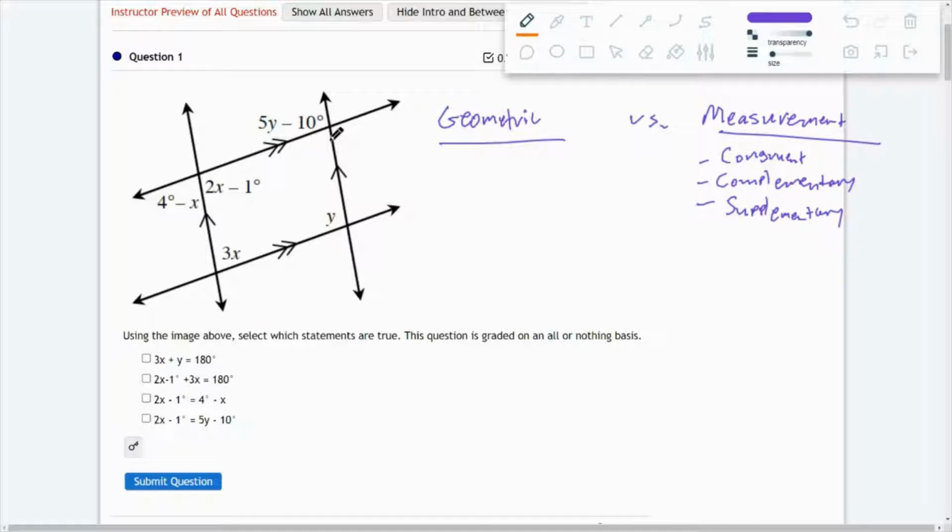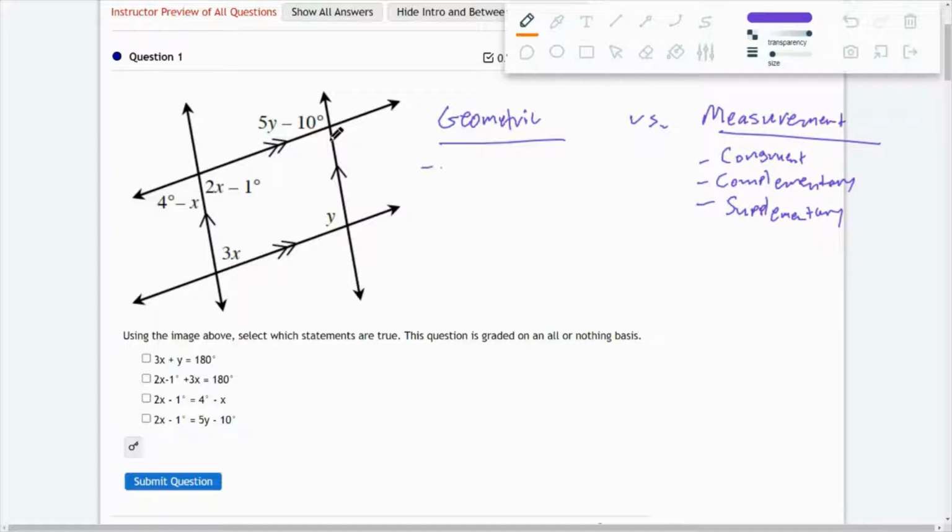Notice I didn't say anything about the angle relationship. I didn't say that they were alternate interior angles or vertical angles. I just know that those two angles are the same because they're congruent. I also know that two angles, when they add up to 180, they're supplementary. Again, notice I didn't talk about same side interior angles or straight angles. I just know that those two angles add up to 180. So the relationship that they have with each other with measurement is supplementary.